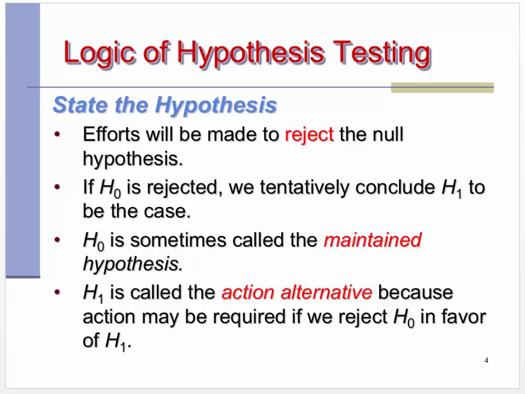In a statistical test, the efforts will be made to reject the null hypothesis. If the null, H0, is rejected, we would then tentatively conclude H1 to be the case. H0 is sometimes called the maintained hypothesis. H1 is called the action alternative because some actions may be required if we reject the null in favor of H1.